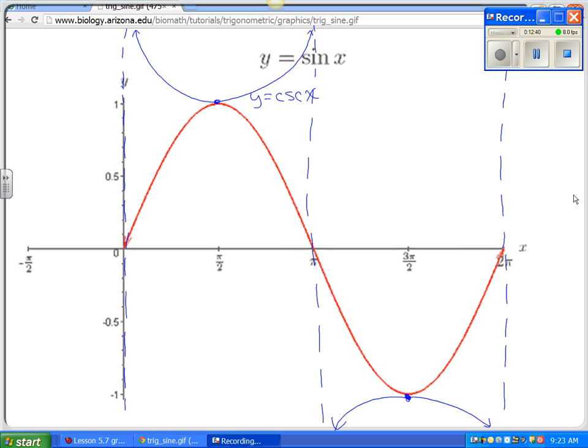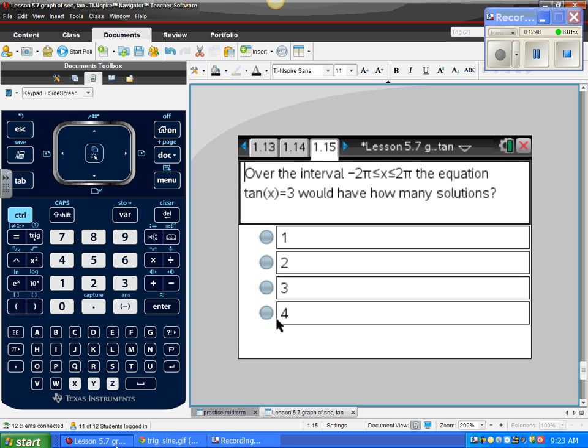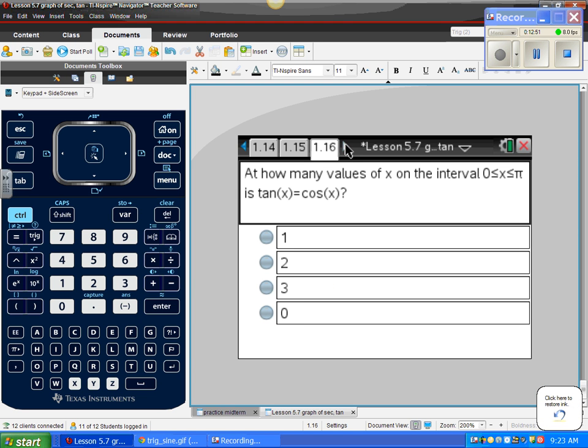You okay with that? All right, good. All right, I want to look at this last problem here on the calculator. At how many values of x on the interval between 0 and pi is tangent equal to cosine? How could I do this? I want to know where tangent is equal to cosine. I could graph it. Yeah, absolutely.